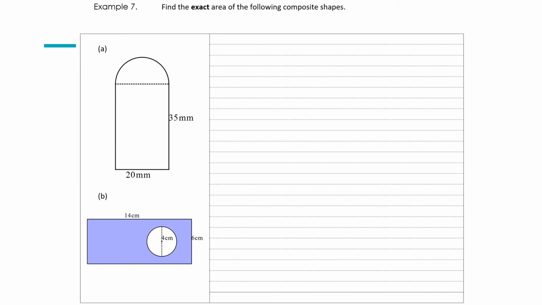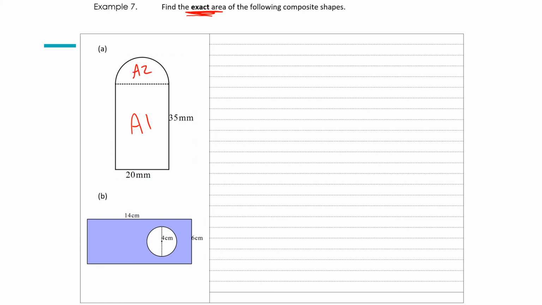Example 7, find the exact area. So this is another exact question, which means we need to leave our answer in terms of pi or in terms of square root of the composite shapes. All right, so remember we've got composite shapes. We break it up into two parts. We've got area 1 and area 2.